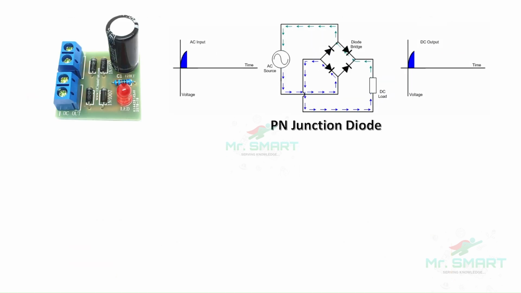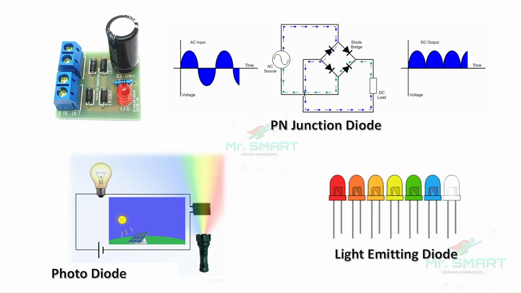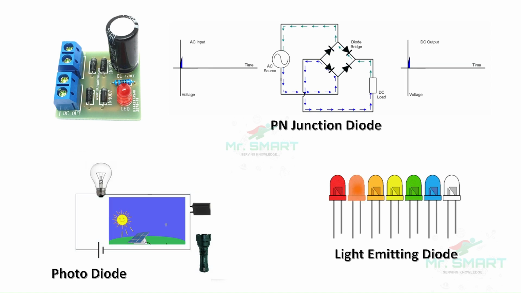This is the core principle behind p-n junction diodes, commonly used in rectifiers to convert AC power to DC, and also in electronic protection circuits. There are also special types of diodes, like photodiodes, which generate electricity when exposed to light, forming the basis of photovoltaic cells. And then there are LEDs or light-emitting diodes that produce light when powered. We'll cover these types of diodes in detail in another video.